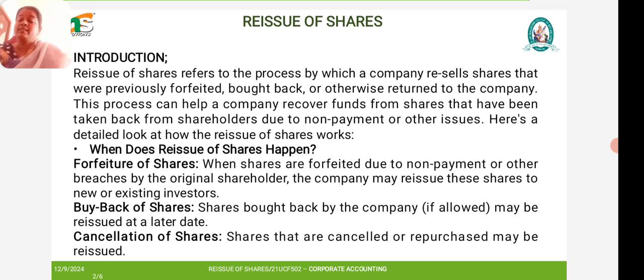When does reissue of shares happen? Reissue of shares happens at the time of forfeiture of shares. When the shares are forfeited due to non-payment or other breaches by the original shareholders, the company may reissue these shares to new or existing investors. Buyback of shares: shares bought back by the company, if allowed, may be reissued at a later date. Cancellation of shares: shares that are cancelled or repurchased may be reissued. This is the introduction about reissue of shares.